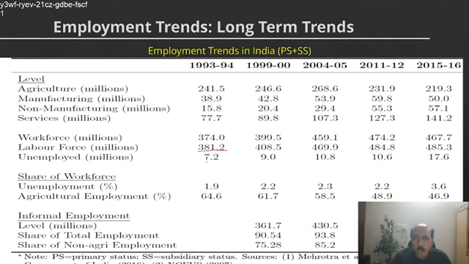Out of this total labor force, around 64% was employed in agriculture itself. 241 million people were employed in agriculture in 1993-94, which is around 64.6% of the workforce. This gradually declined to 61.7, then 58.5, and reaches around 47 in 15-16. But if you look at the absolute change in the workforce in agriculture, you find that it increased till 2004-05: 241, 246, and 268. Till 2004-05, the people engaged in agriculture were rising. It was only after 2004-05 that the absolute number employed in agriculture started declining.